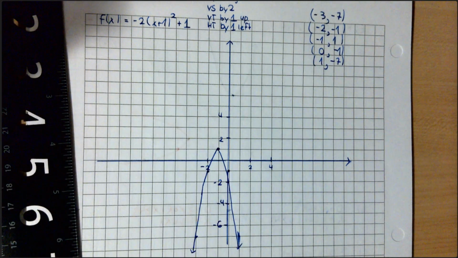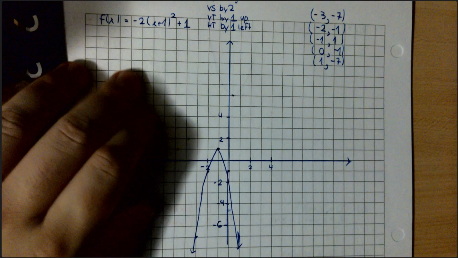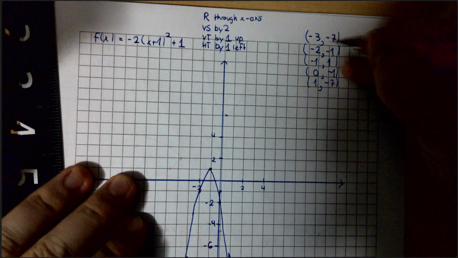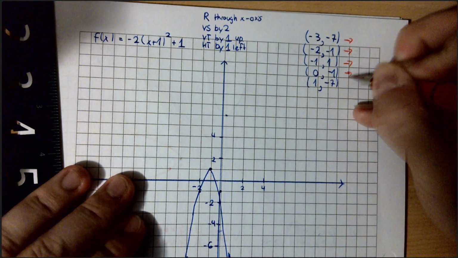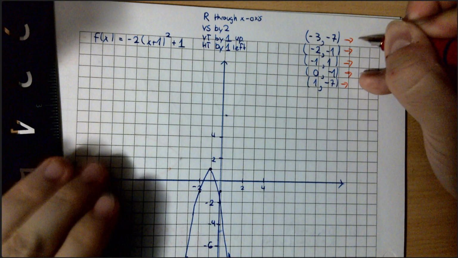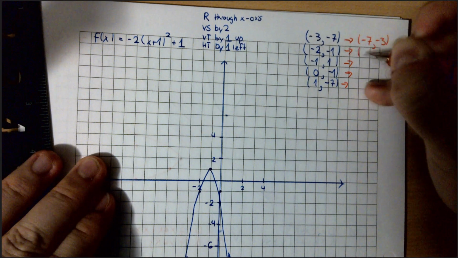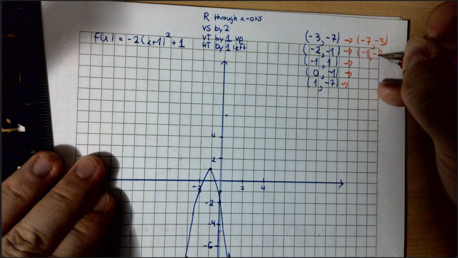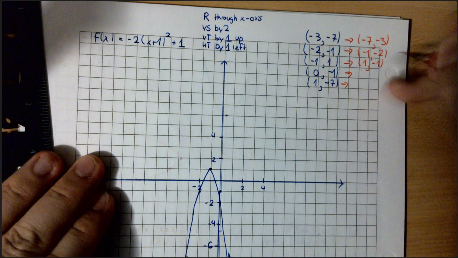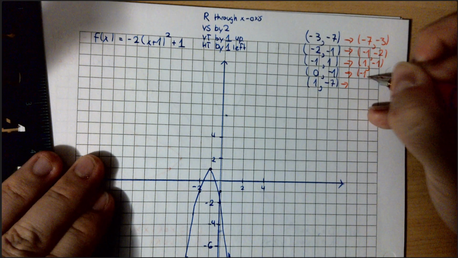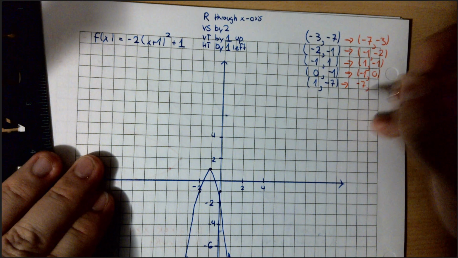And now when all my points are transformed, or I shouldn't say transformed, maybe inversed, we're just swapping our x and y values. So minus 3 minus 7 becomes minus 7 minus 3. This becomes minus 1 minus 2. This becomes 1 comma minus 1. This becomes minus 1 comma 0, and this finally becomes minus 7 comma 1.